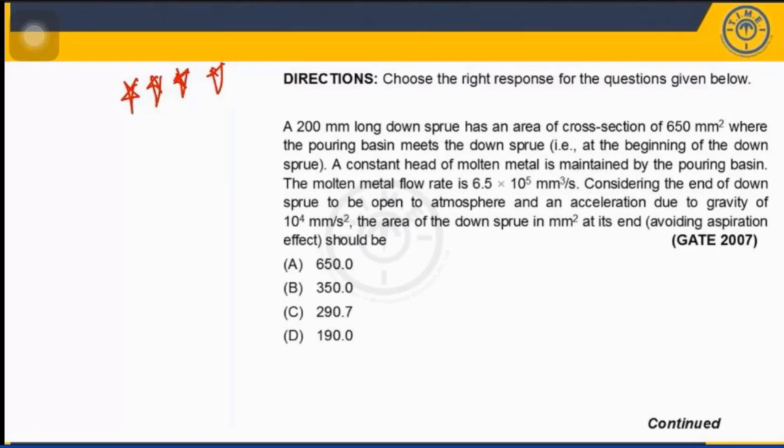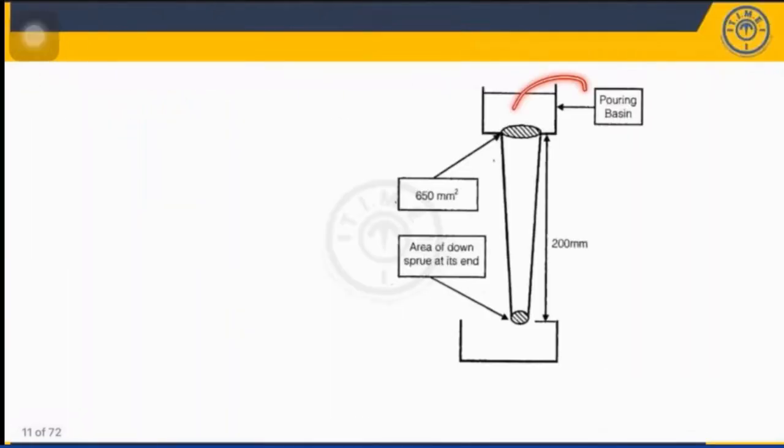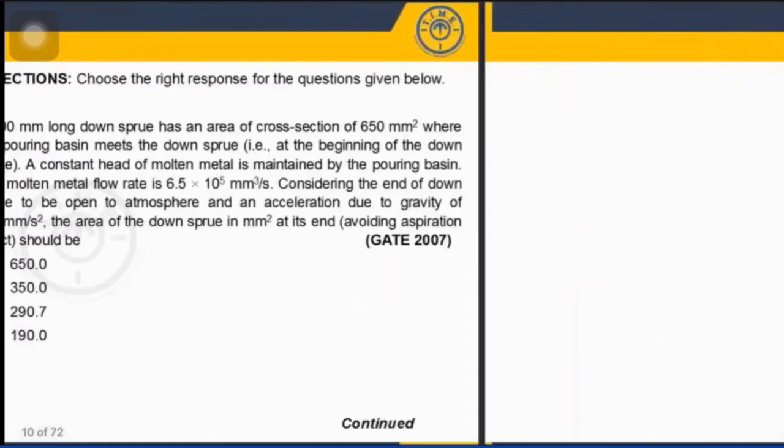Okay, I hope you already read this question. Now, a 200 mm long downsprue has an area of cross section of 650 millimeter square where the pouring basin meets the downsprue. This is the figure given in the question. This is the pouring basin from which the liquid molten metal enters the sprue, and from the sprue it will enter the mold cavity. The height of the sprue is given as 200 and the area as 650 millimeter square. The area of the downsprue you have to calculate.